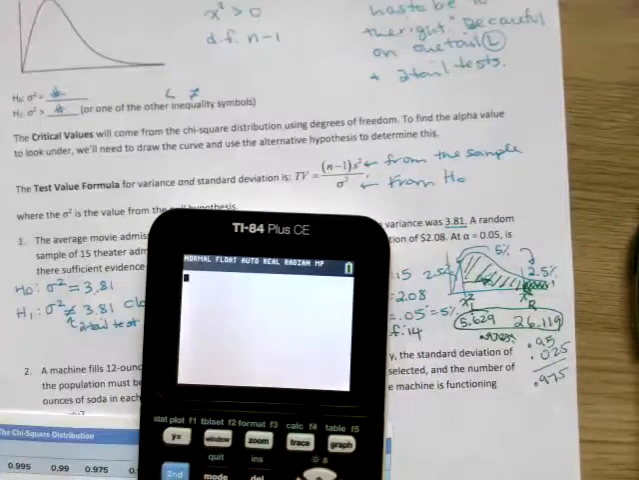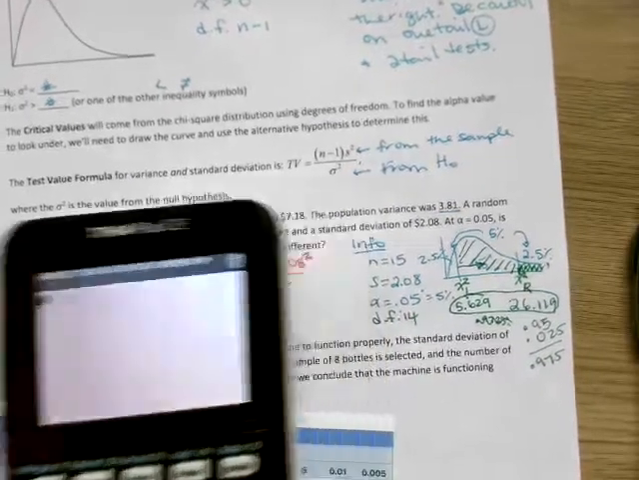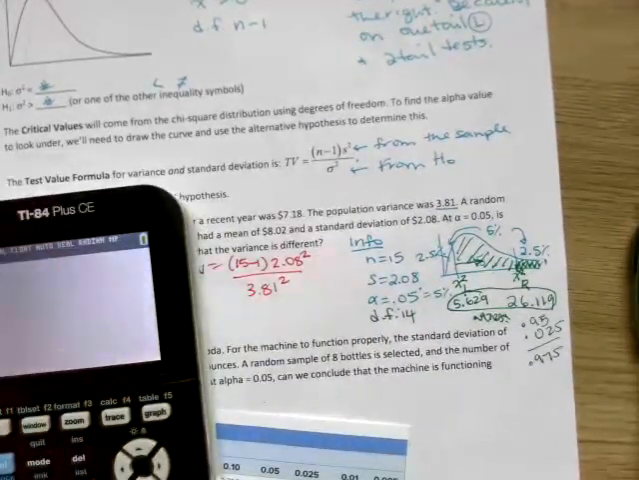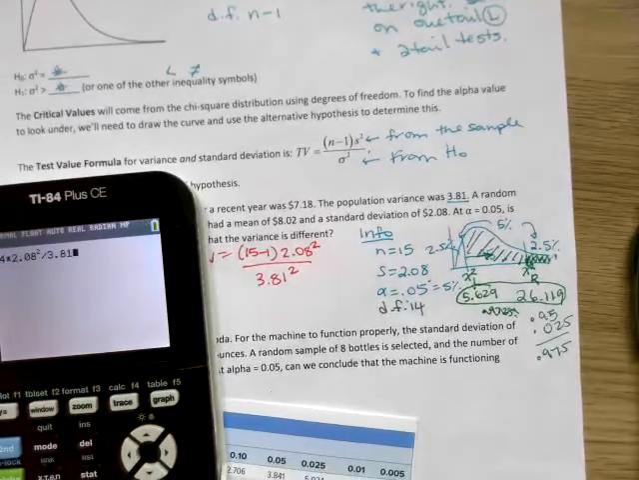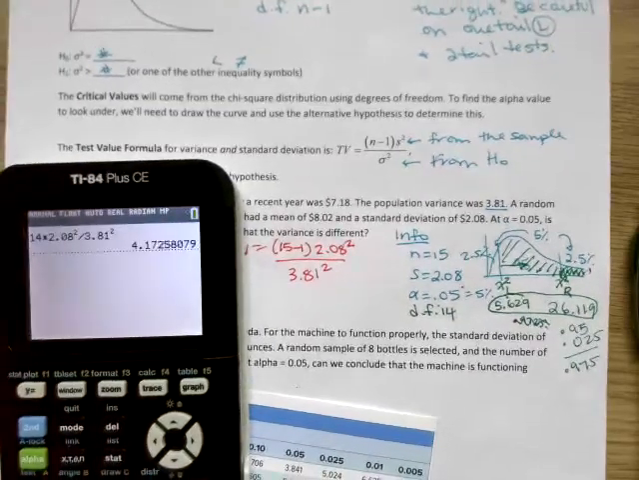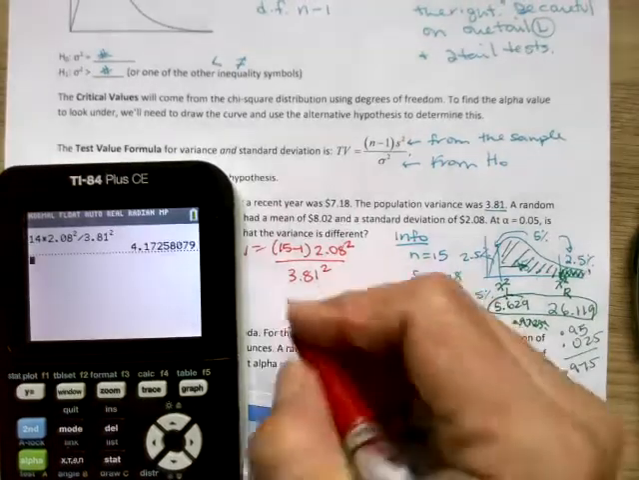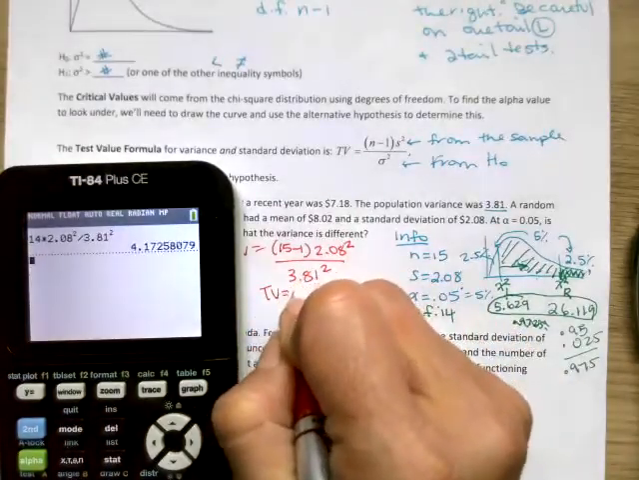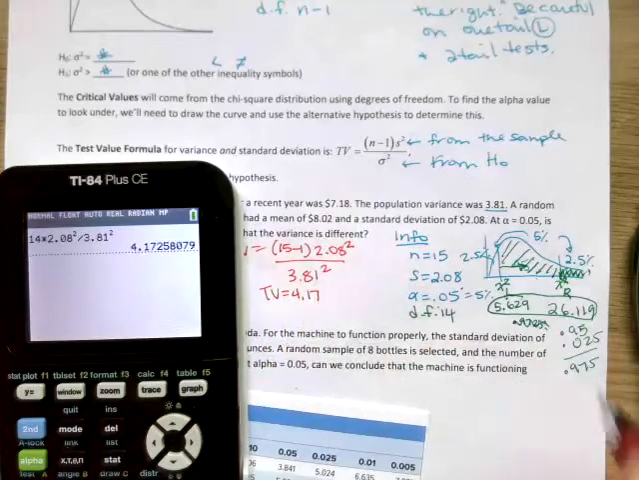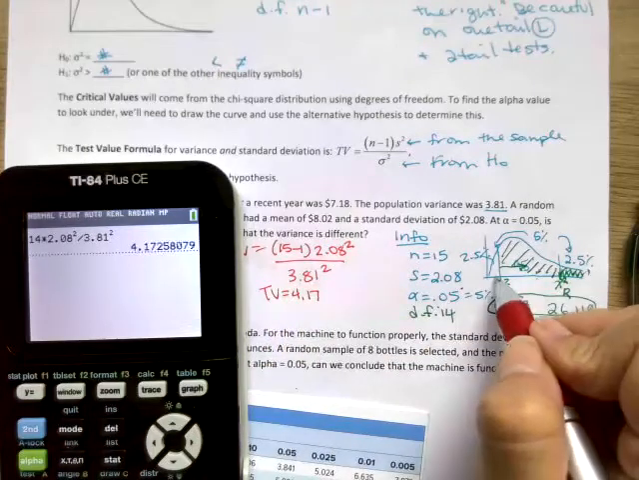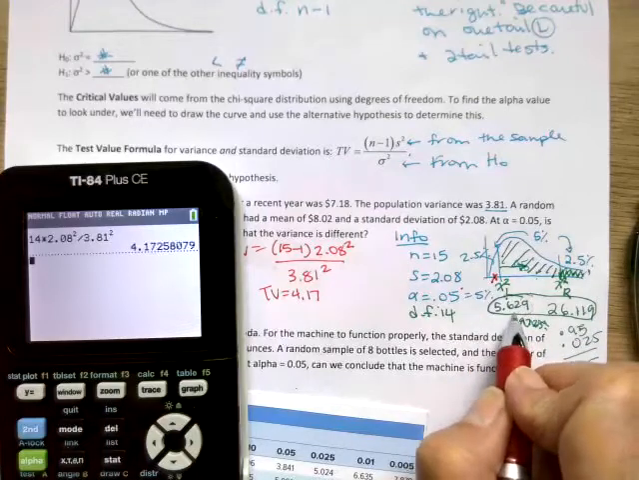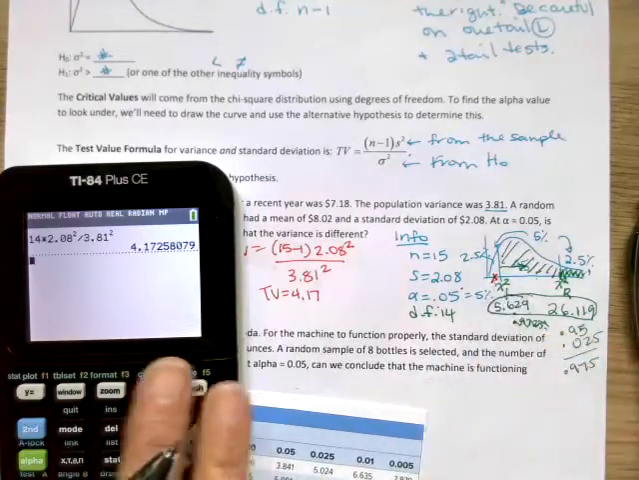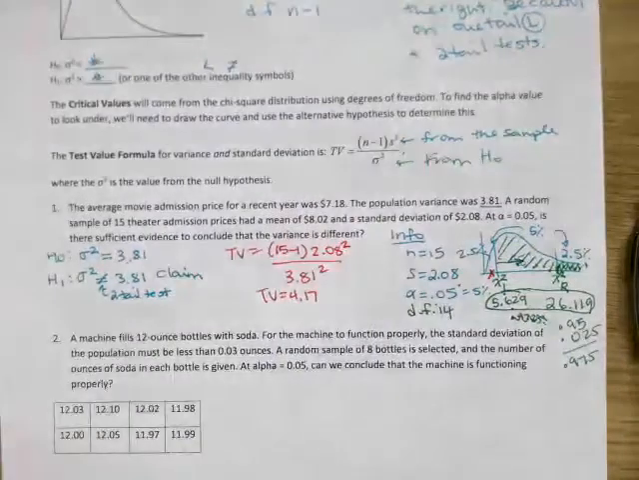So, calculator, and what do we have then? 14 times 2.08 squared divided by 3.81 squared gives me a test value of 4.17. So that is smaller than my left critical value. So I am in the left rejection region. That means we get to say that it's different.